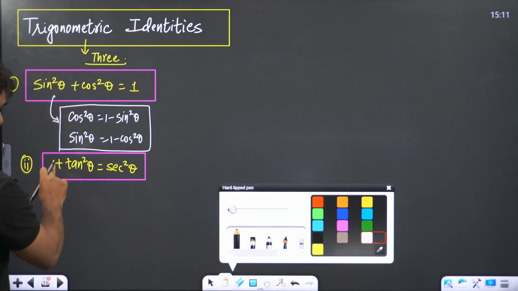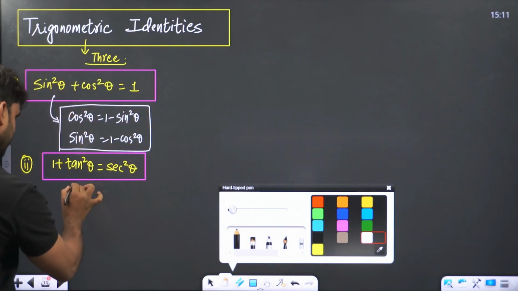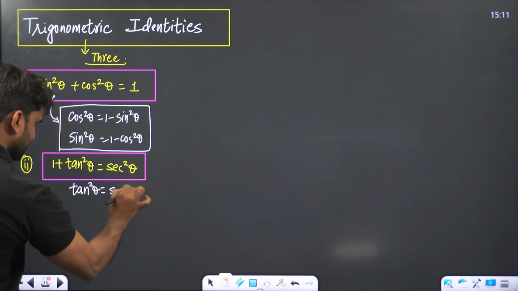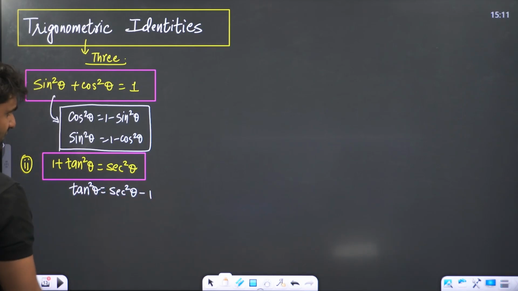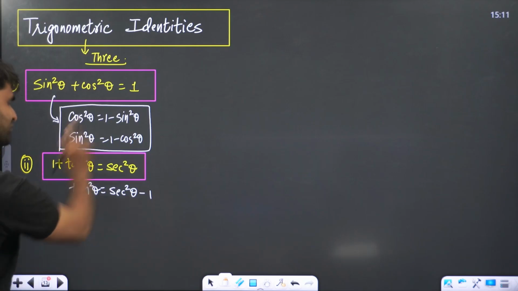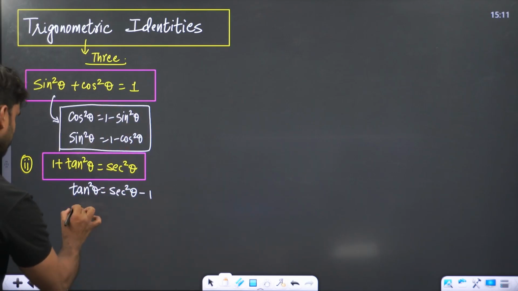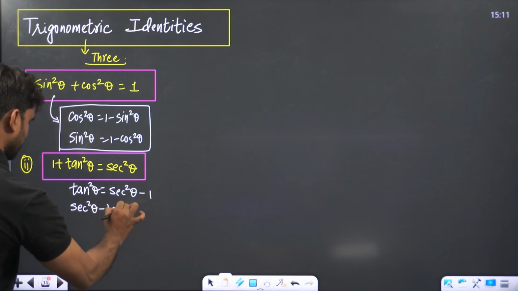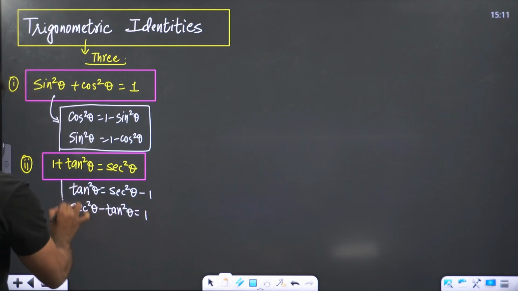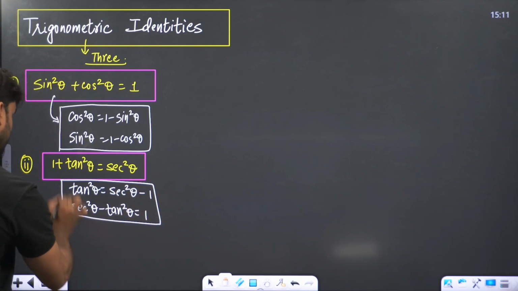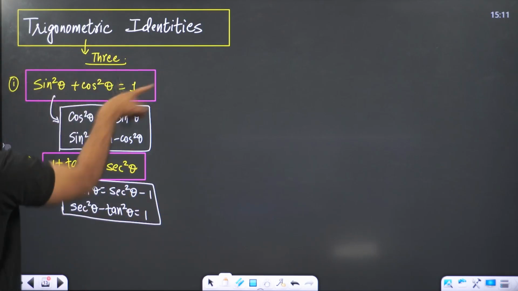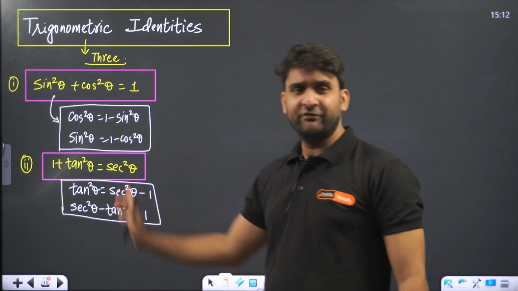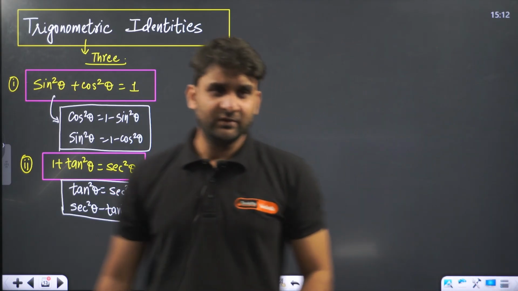Let's do one thing, shift this one that side. So tan square theta can be written as sec square theta minus 1. Now shift tan square theta that side. So my dear champion, sec square theta minus tan square theta is equal to 1. So we have two more identities. But the pink color box is the main identity, and we can change it into different forms. Clear, everyone? So first identity, second.